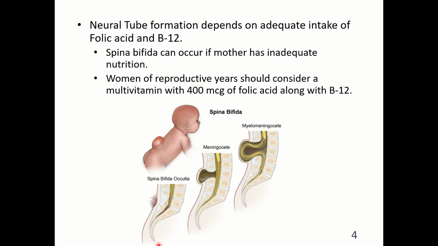Here we see the three kinds of spina bifida. There's spina bifida occulta, and then there's spina bifida with the meningocele, where the meninges have herniated out through the vertebral column, and then myelomeningocele. Myelo means the spinal cord, and meningo is the meninges, so both the spinal cord and the meninges have herniated out of the vertebral column. Cele means the hernia.